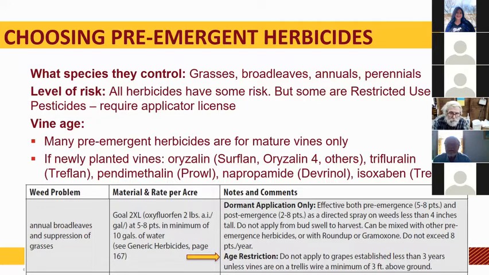I'm not going to try to pronounce the chemical words here because I typically embarrass myself, but this first one, people often know it as Surfland, which was discontinued, but there are other products that contain the same active ingredient as Surfland did, so you still have options.